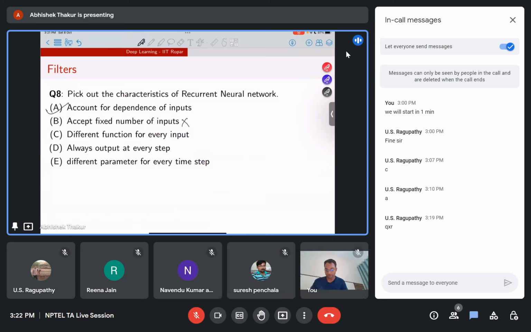Different functions for every input. This is also wrong. Always output at every step. This is also wrong because sometimes it may not output at every step. And different parameter for every time step. This is also wrong. So option A is the correct option for the characteristics of RNN.